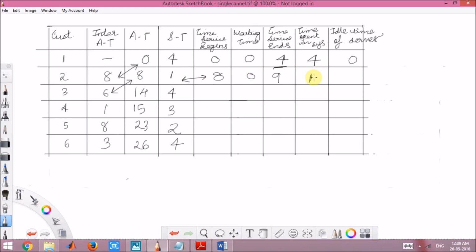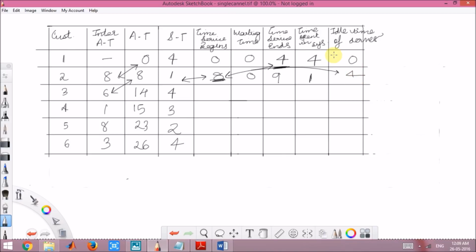Idle time of the server would be 4 because it ended at 4. Right, the first customer's service ended at 4 and then the next thing started at 8. So there was a difference of 4. So that's why we write 4.